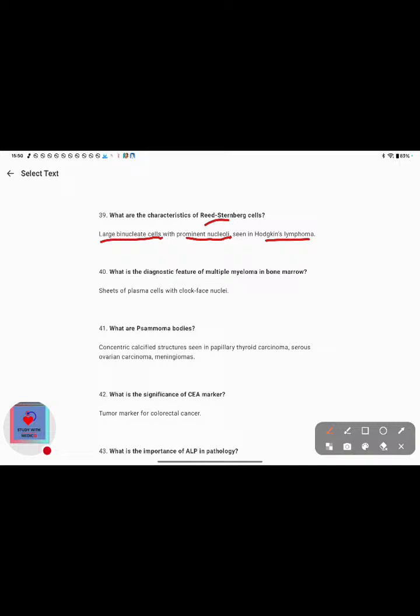So they have large binucleate nuclei, and the nucleoli are very prominent. The cell will look like this, like Mickey Mouse eyes. So these are the classical Reed-Sternberg cells: large binucleate cells with prominent nucleoli.